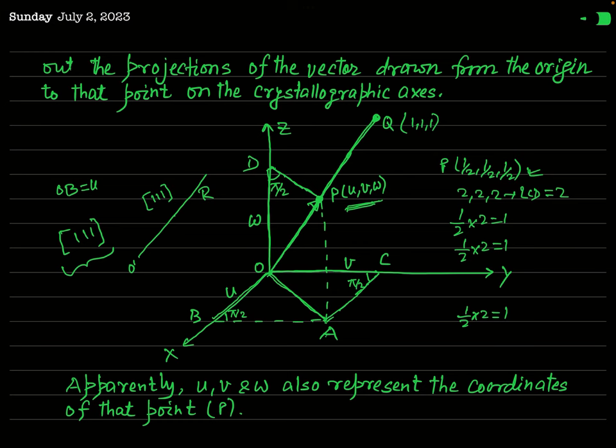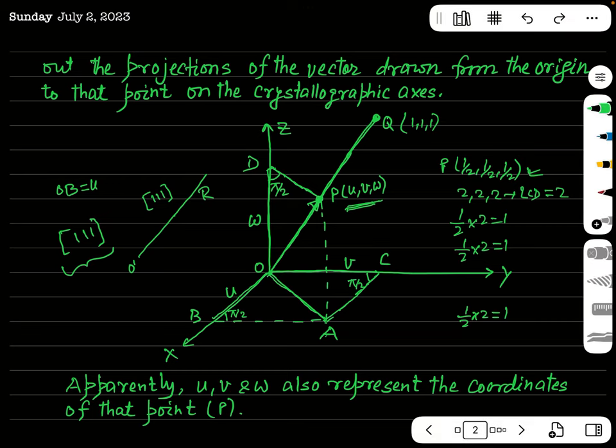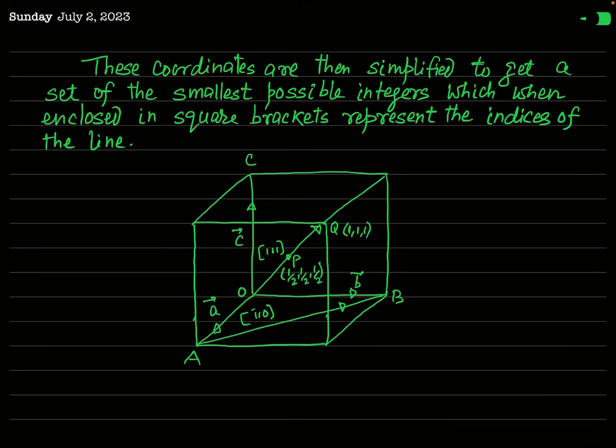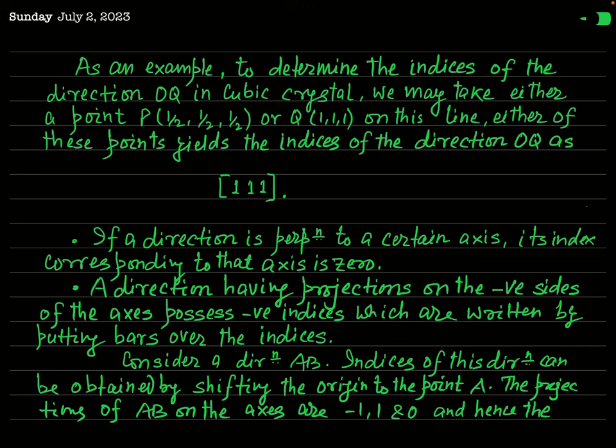Now, all these facts which I have just explained have been mentioned here, and you can see that I have written all those facts for your convenience. As I have shown, these coordinates are simplified to get a set of smallest possible integers, which when enclosed in a square bracket represent the indices of the line. For example, to determine the indices of the direction OQ in a cubic crystal, we may take either point P whose coordinates are 1 by 2, 1 by 2 and 1 by 2, or the other point Q whose coordinates are 1, 1, 1. On this line, either of these points yields the indices of the direction OQ like this.